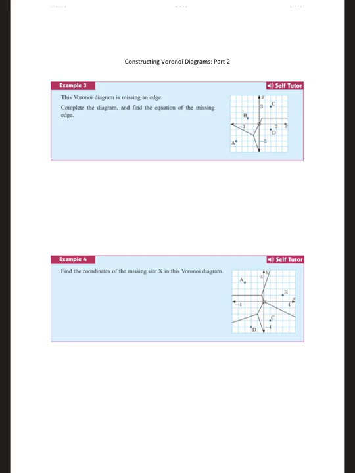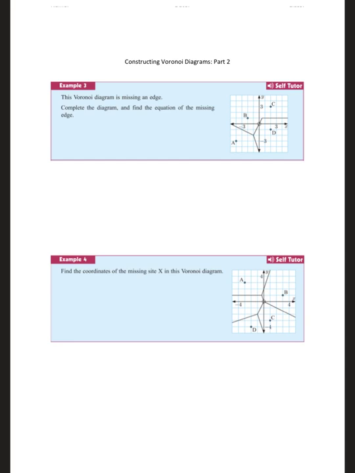All right, so we have another video on constructing Voronoi diagrams. This one's a lot shorter, so let's just get started here. So we have a Voronoi diagram. It says it's missing an edge. Complete the diagram and find the equation of the missing edge.